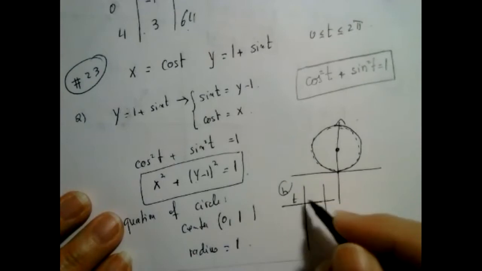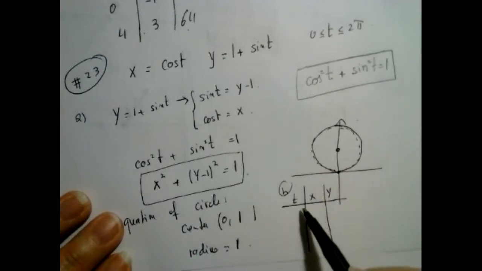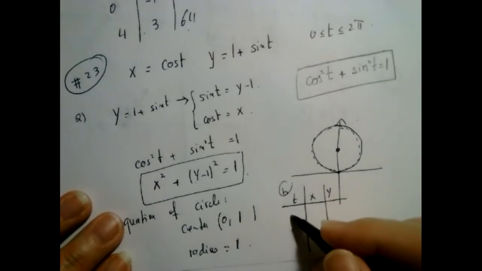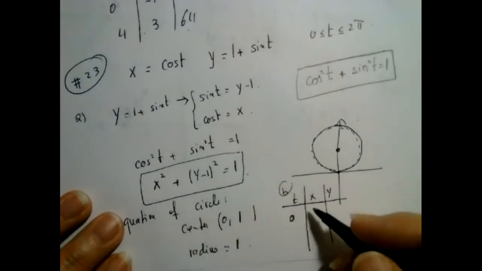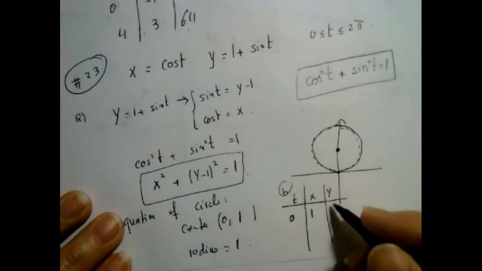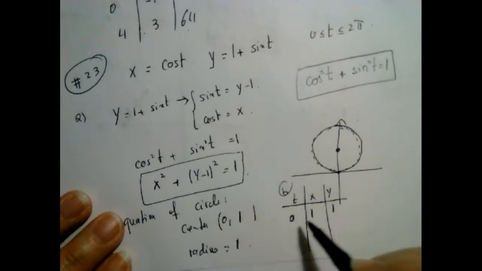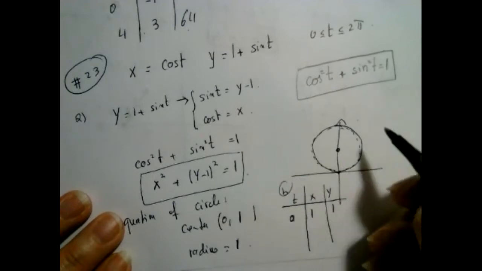Some values of t, the x values and the y values. At t equal to 0, my x is the cosine of 0, it's a 1. My y is 1 plus the sine, which is a 1, because sine of 0 is 0. So at t equal to 0, I am at (1, 1).